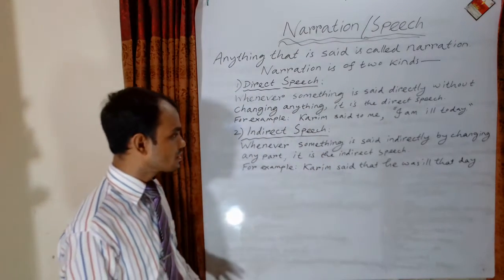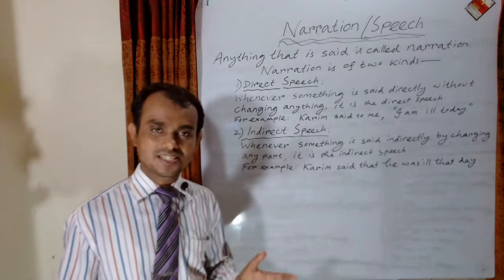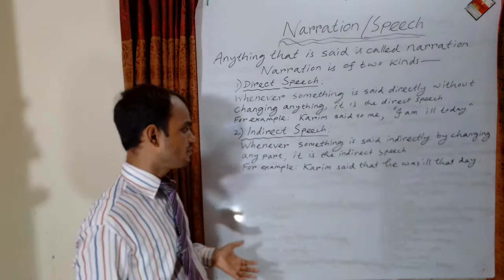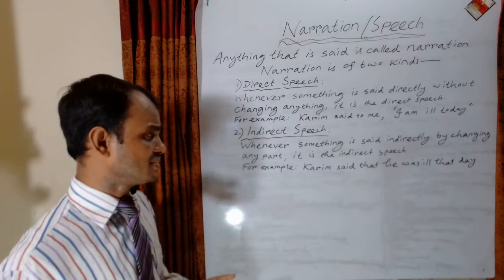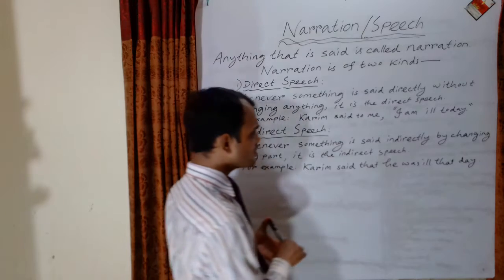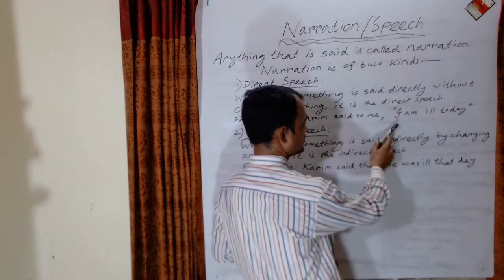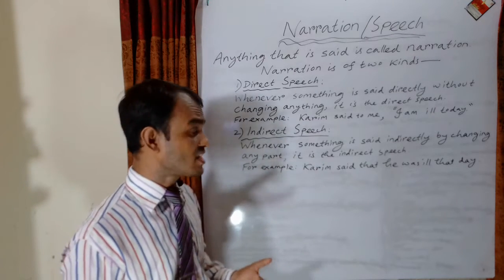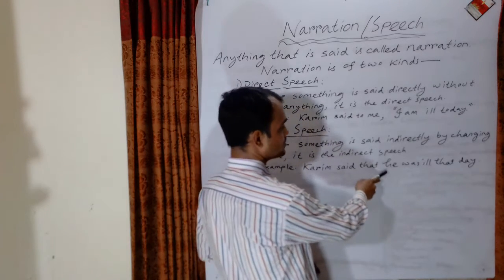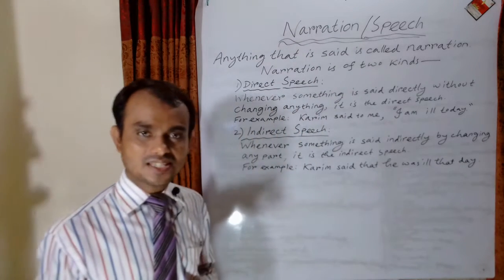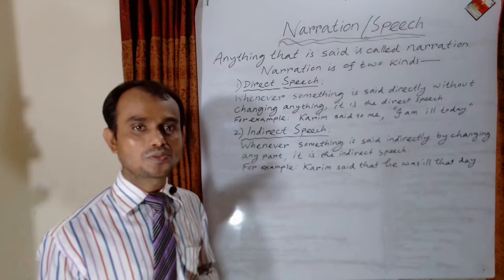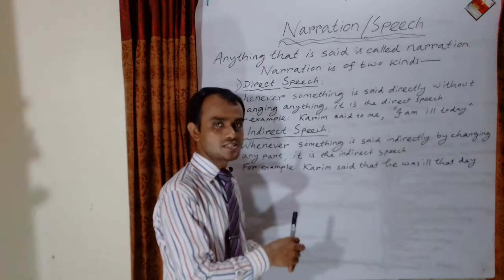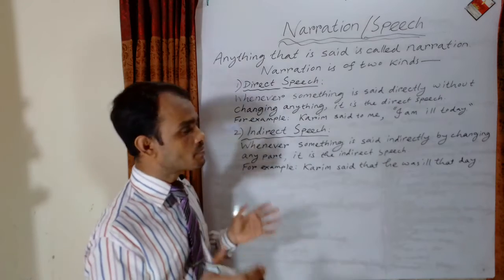Dear students, I have already written the example of indirect speech. Whenever something is said indirectly by changing any part, it is the indirect speech. For example, Karim said that he was ill that day. This is the indirect speech. Look at the sentence: he was ill that day. The speech was at first "I am ill today," which was intact, without changing anything. But the speech has been changed now. It is, he was ill that day. For this reason, it has been changed to indirect speech. Karim said that he was ill that day. This is the indirect speech because this speech has been changed from the previous speech.